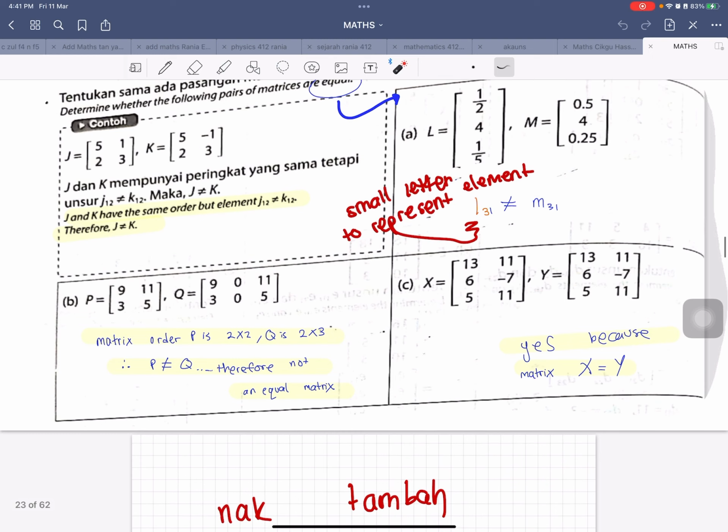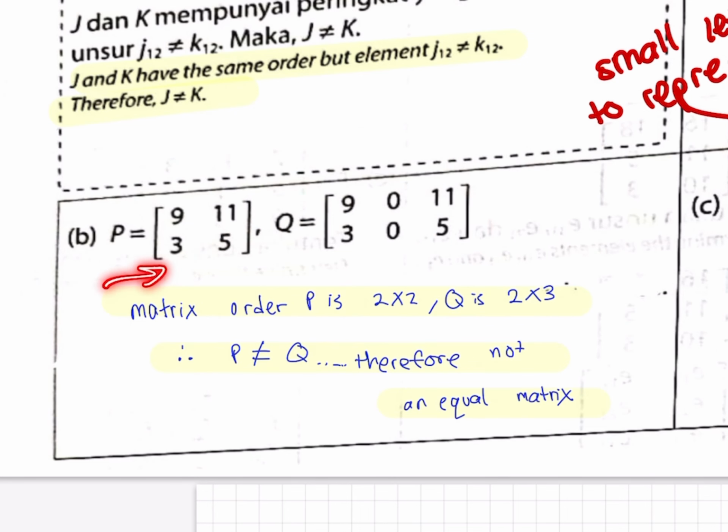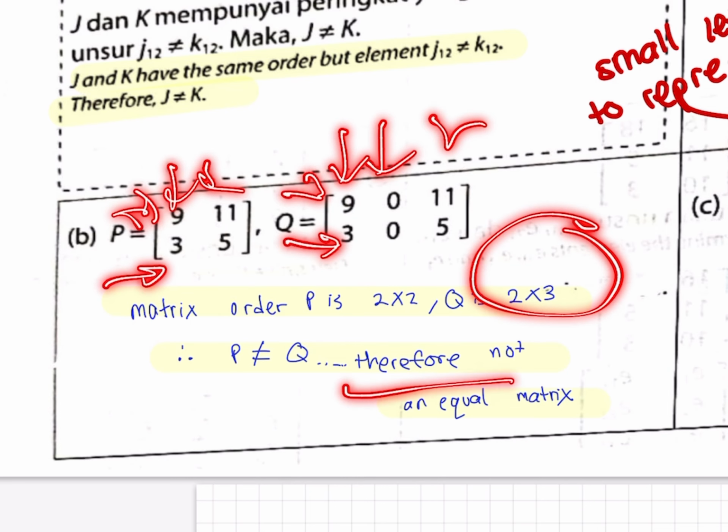Okay, next. So this one. See, the matrix order is different. This is 2 times 2. This is 2 times 3. See? Therefore, not an equal matrix.